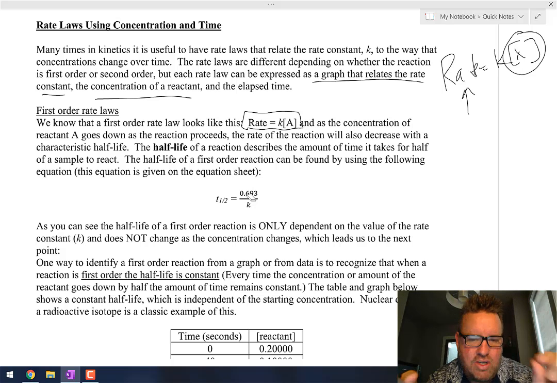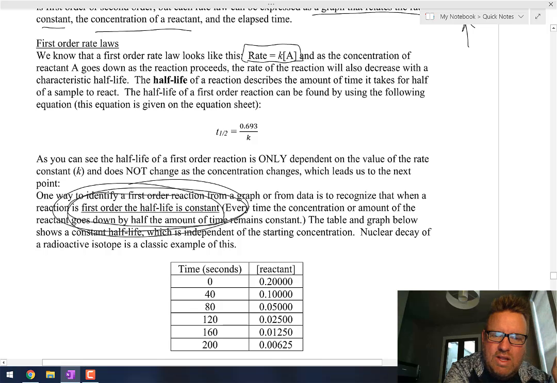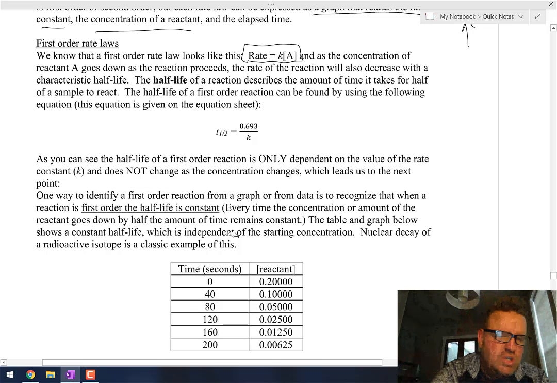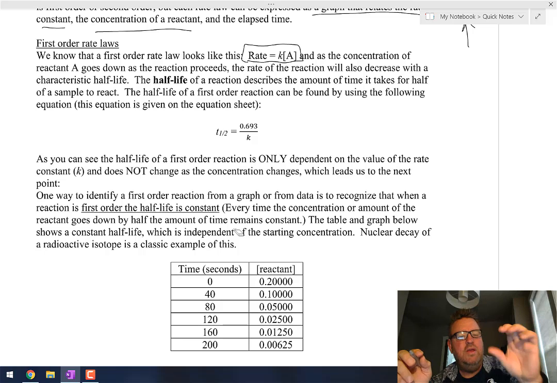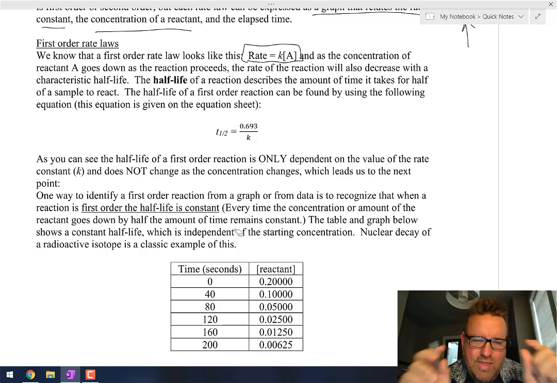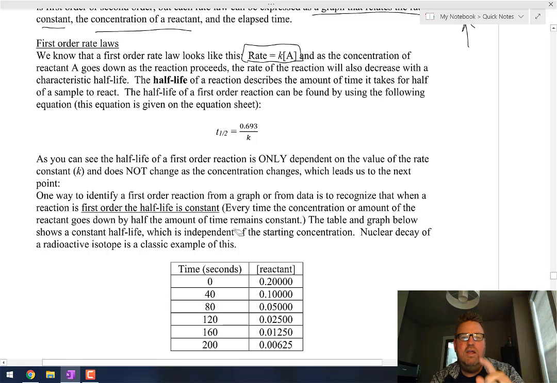Because concentration does not affect the half-life, one way that you can identify a first-order reaction from a graph or from data is to recognize that when a reaction is first order, the half-life is constant. That's a really big one. It means that if the half-life is 5 seconds, it's 5 seconds for the whole experiment. It doesn't change. You figure out the half-life for the first part and then see whether it stays the same throughout the rest of the experiment. If it does, you know it's a first-order reaction.